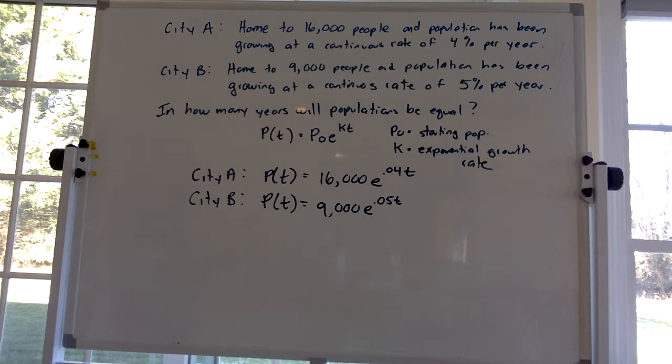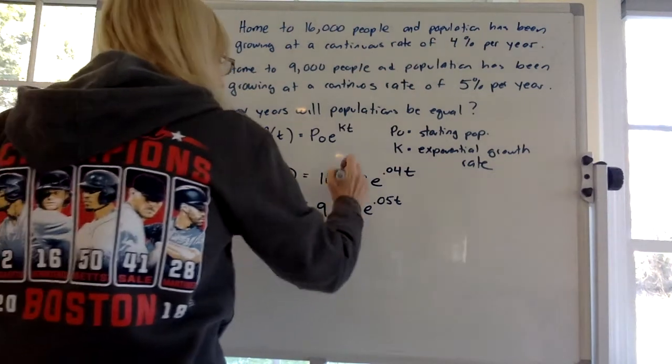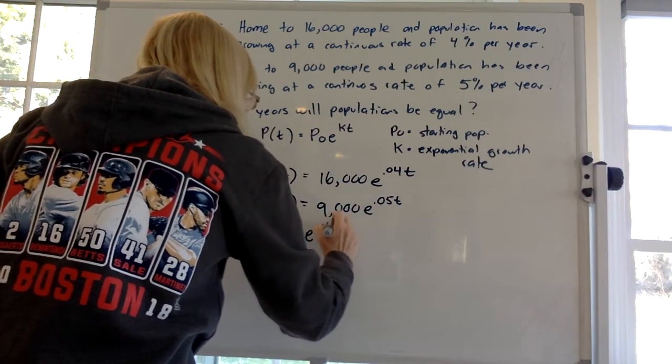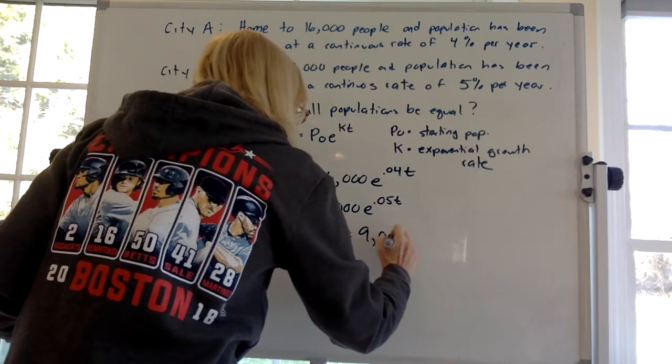So what do we have to do? We want to find out when they will be equal. So we want to set these two functions equal to each other and solve for t.